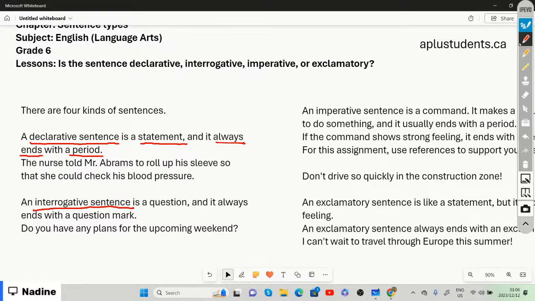Now, in this case, an interrogative sentence is a question. So it's a question being asked, and remember, it always ends with a question mark. I'm going to make the question mark there. If questions are being asked, it means that you need to answer those questions, and a question being asked ends with a question mark.